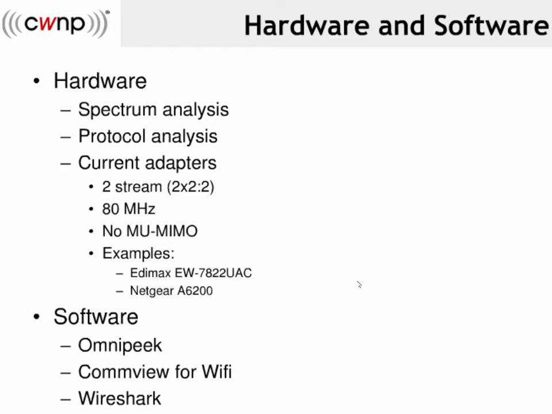But anyhow, the point is that the WAP 371, or WAP 371 if you will, is a small business device, and it does protocol analysis. So it is actually a 3x3x3 protocol analysis capable device. So the software, obviously we have Omnipeek, Commview for Wi-Fi, Wireshark. You can do capture with Wireshark.